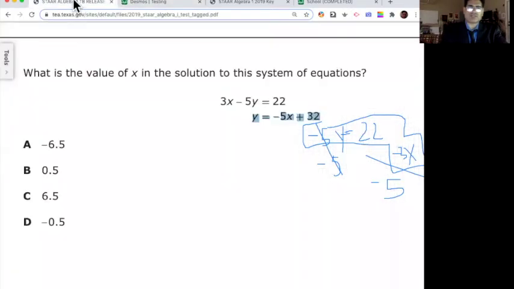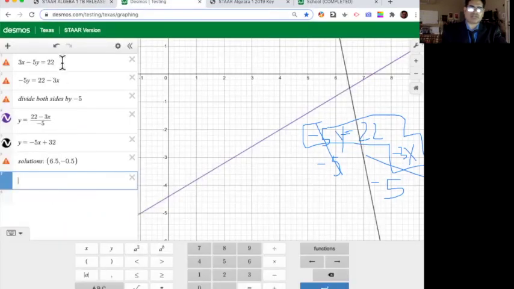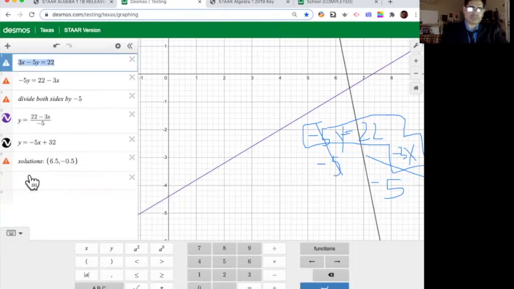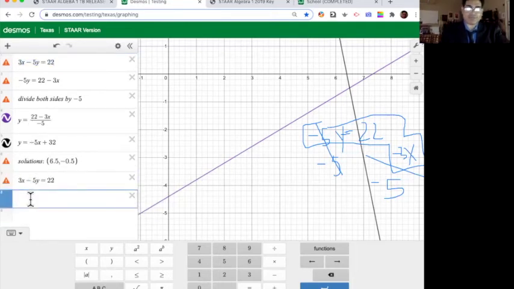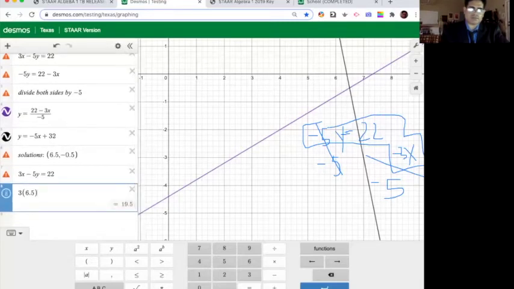So one of the equations is 3x minus 5y equals 22. That's our original, right? So we were given that, and we follow that, and we have 3 times, let's do parentheses here, and put, what is my x? 6.5. And then I'm going to take away. 3 times 6.5, let's do that first. That's 19.5, right?